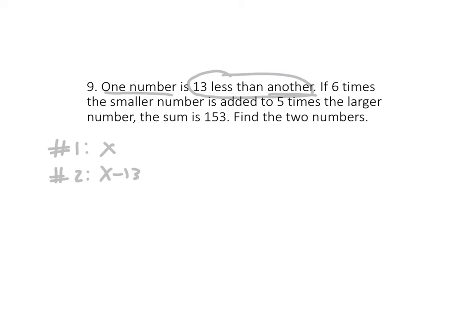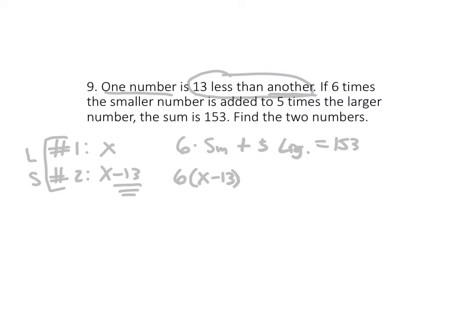Now the next sentence gives us our equation. It says 6 times the smaller number is added to 5 times the larger number, and that sum is 153. I need to know which of these 2 unknowns is the smaller number and which is the larger number. We know that subtracting 13 makes a number smaller, so x minus 13 is the smaller number and x is the larger number. We can substitute those in. 6 times x minus 13 added to 5 times x equals 153. Now we have an equation to solve.